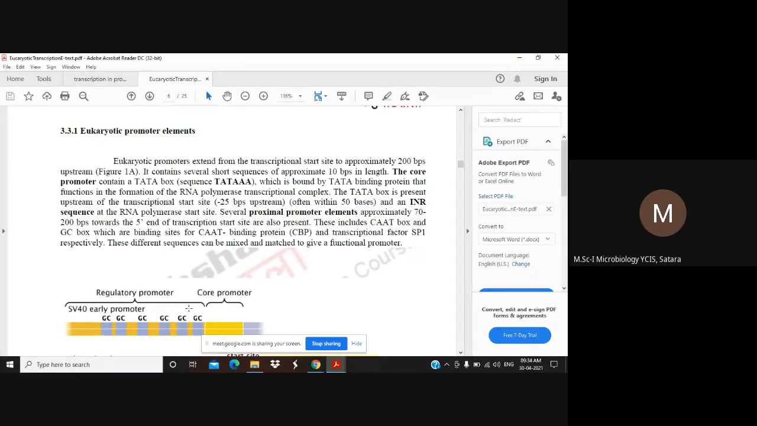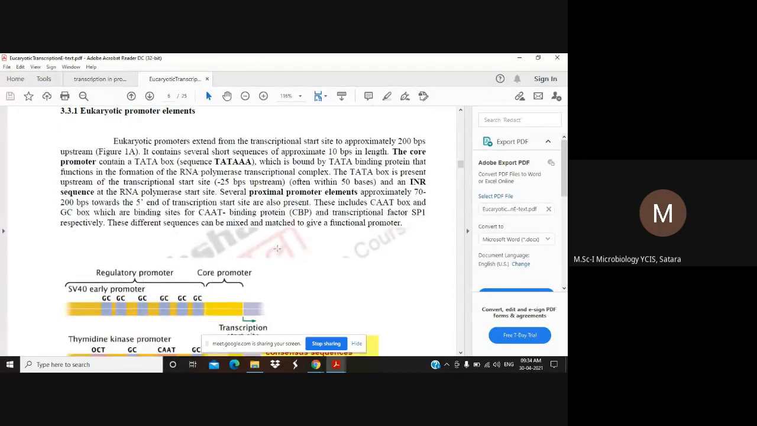कालच आपण कालच्या डायग्राम मध्ये बघितलेलं होतं. टाटा बॉक्सला सगळ्यात पहिल्यांदा बाइंड कोण होते? तर TBP बाइंड होते, that is TATA binding protein. And this TATA binding protein along with the transcription factor TF2D जो आहे तो त्याच्यापासून जे असोसिएशन आहे त्याला काय म्हणतात? TF2D म्हणतात. So TATA binding protein binds and forms a RNA polymerase transcriptional complex. So TATA box is present upstream of the transcriptional start site.